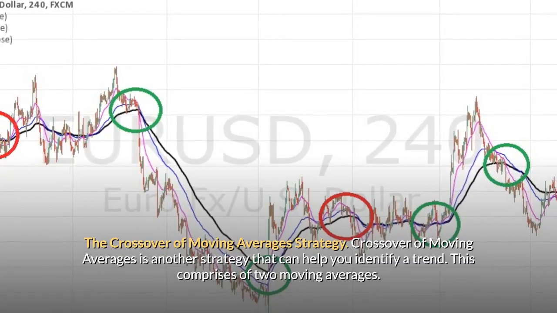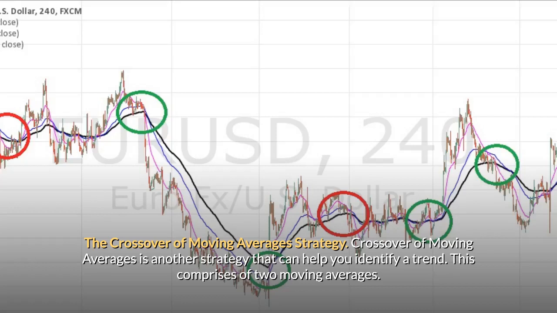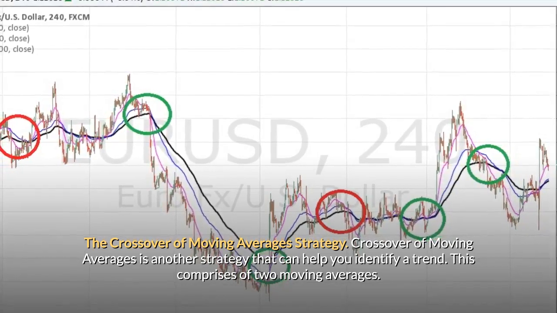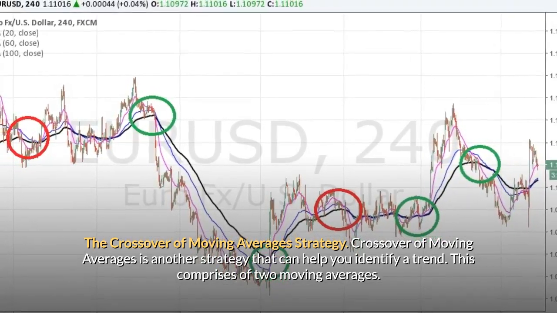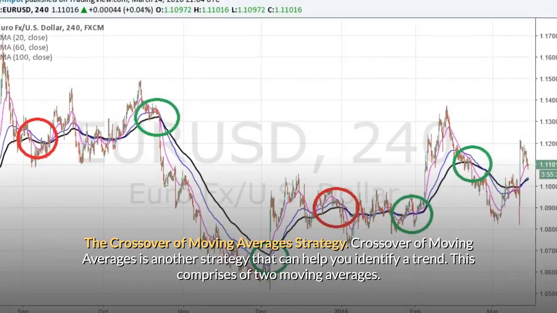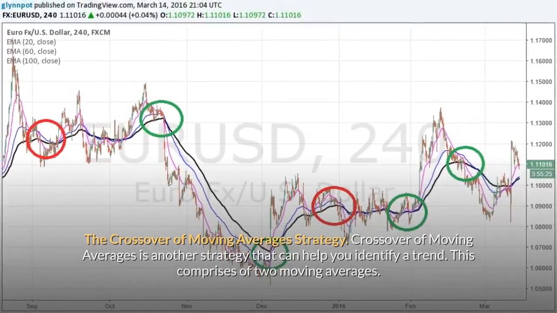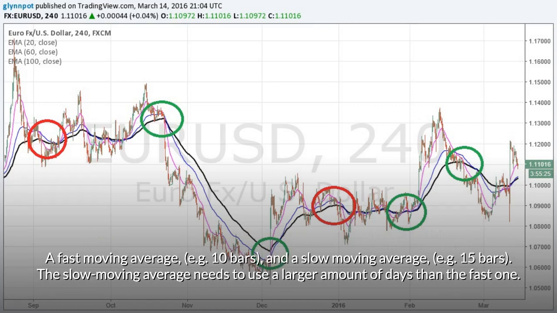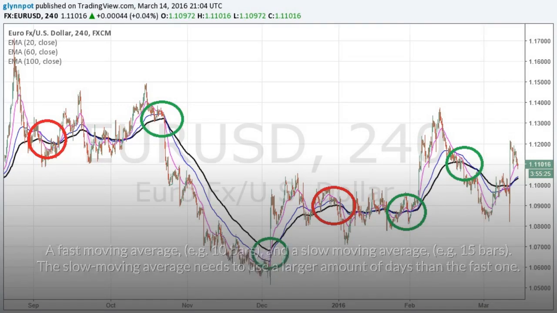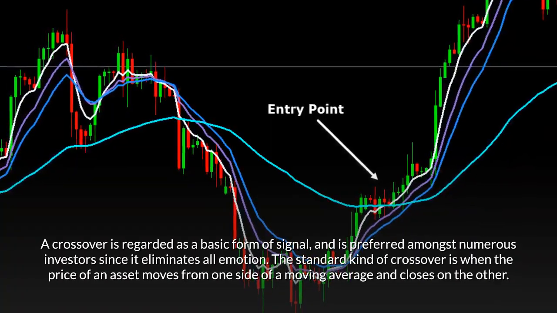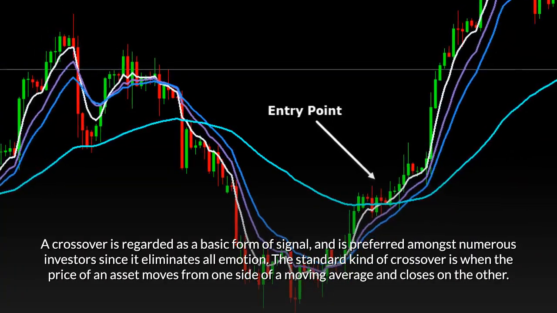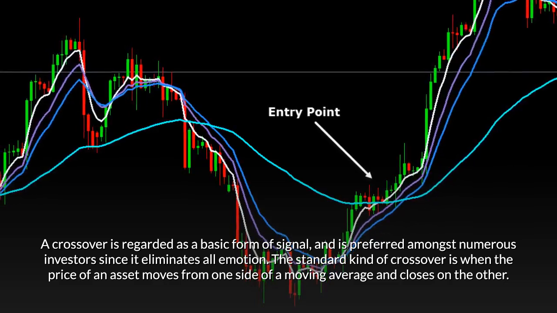The crossover of moving averages strategy. Crossover of moving averages is another strategy that can help you identify a trend. This comprises two moving averages. A fast-moving average, e.g. 10 bars, and a slow-moving average, e.g. 15 bars. The slow-moving average needs to use a larger amount of days than the fast one. A crossover is regarded as a basic form of signal, and is preferred amongst numerous investors since it eliminates all emotion.